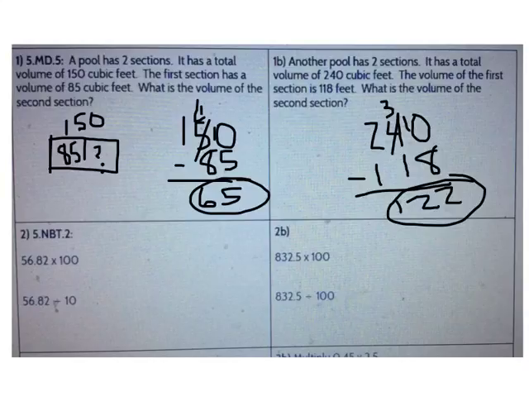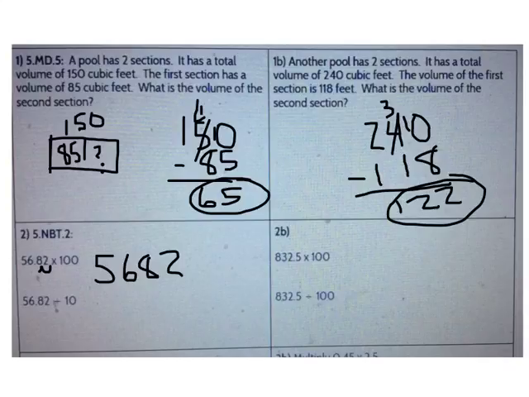We talked yesterday about multiplying and dividing by powers of 10. When I multiply 56 and 82 hundredths times 100, will the decimal move right or left? It will move to the right because place value is increasing. How many times will it move? It will move twice, so I can move the decimal once, twice. The answer is 5,682.